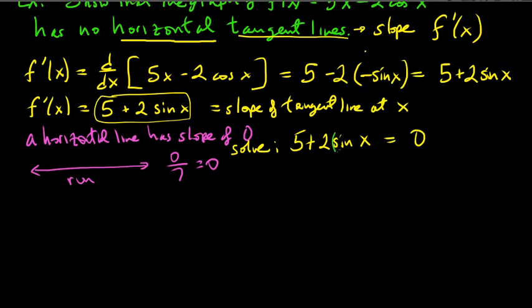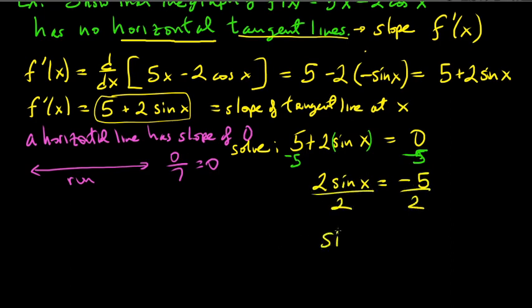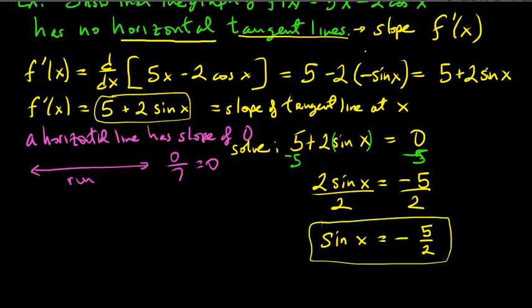So first of all, let's just solve for sine of x. Let's take away the 5 from both sides. Again, that's a 5, not an s. So this is going to be 2 times the sine of x is equal to 0 minus 5, which is negative 5. And then divide by 2. So we get that the sine of x, that's an s, is equal to negative 5 divided by 2. So what angles have a sine value of negative 5 over 2?